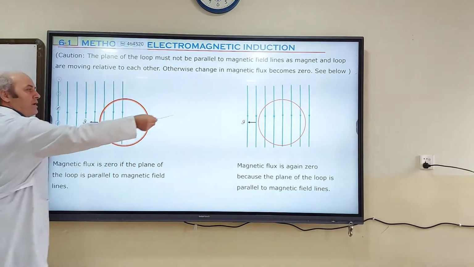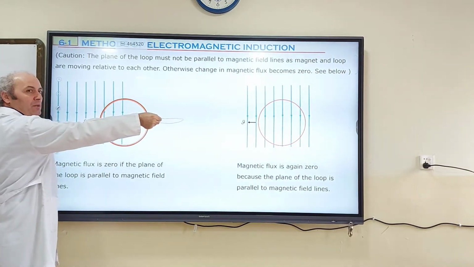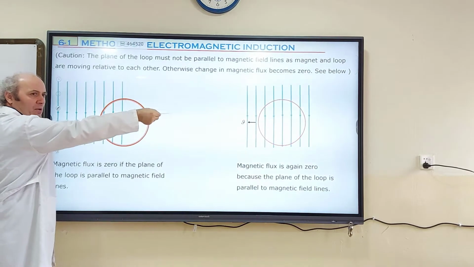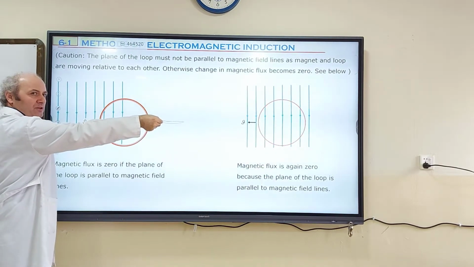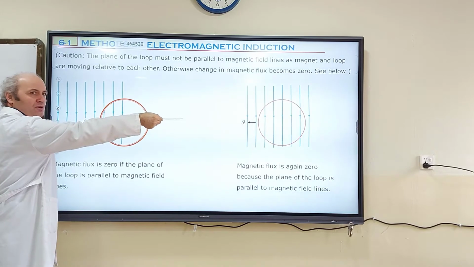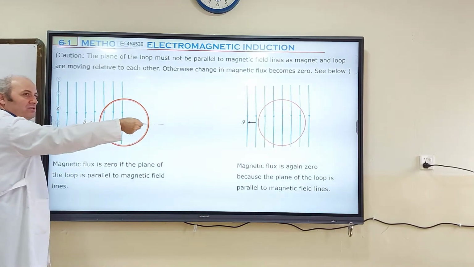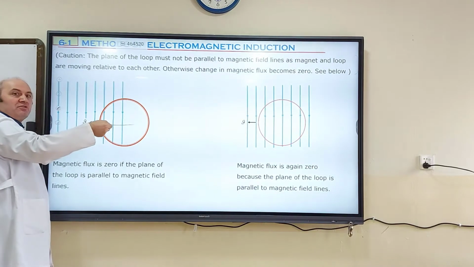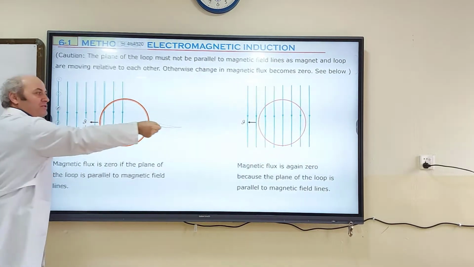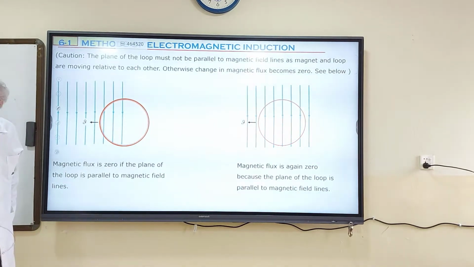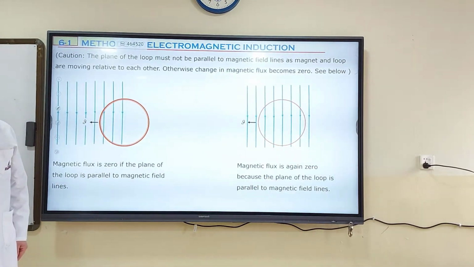But right now, I am holding it perpendicular, right? What is the magnetic flux right now? Maximum. No, 0, I am out. There are no lines crossing the loop. 0 magnetic flux. Now when I take it in, what's happening? Magnetic flux increases, from 0 to a maximum value. Is there a change in magnetic flux? Yes. In this case there will be an induced EMF.